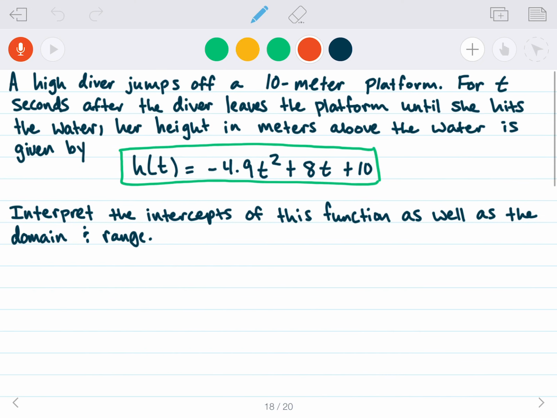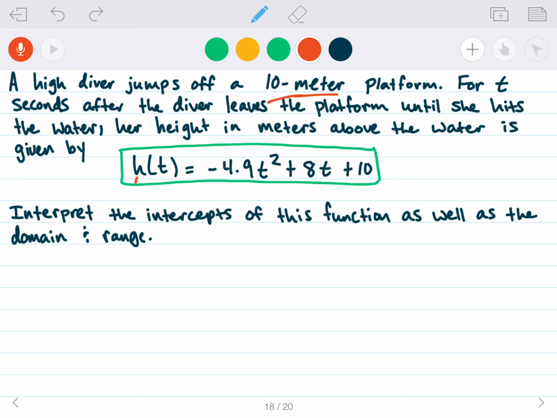All right, let's do some real-world problems. Okay, so a high diver jumps off a 10-meter platform. We're thinking 10 meters in height. I know it's kind of worded weirdly, but a 10-meter-high platform. For t seconds after the diver leaves the platform until she hits the water, her height in meters above the water is given by this function.